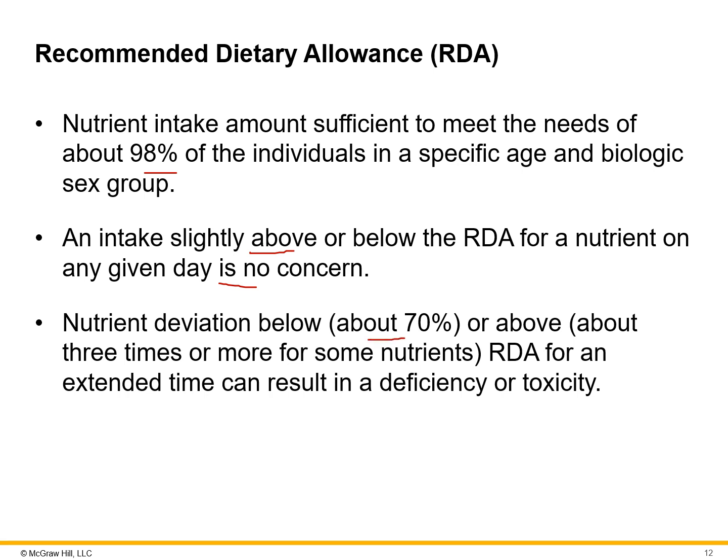Nutrient deviations below 70% or above about 3 times the RDA for an extended time can lead to deficiencies or toxicities. So again, not just once or twice, we're talking about a significant amount, again, below 70% or about 3 times higher than what you should have. That's whenever those issues start to arise.